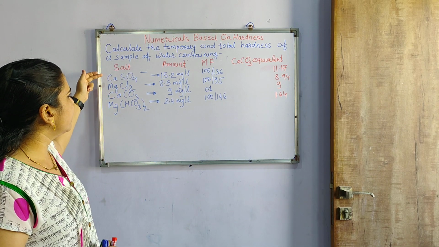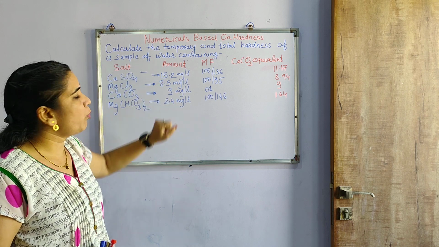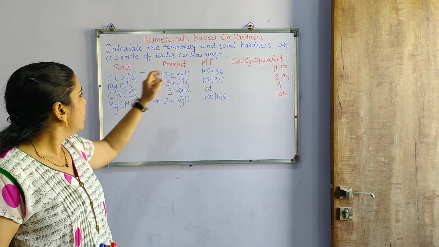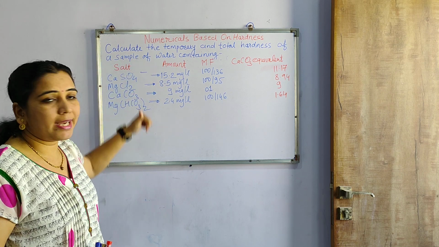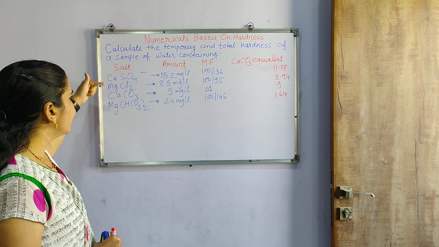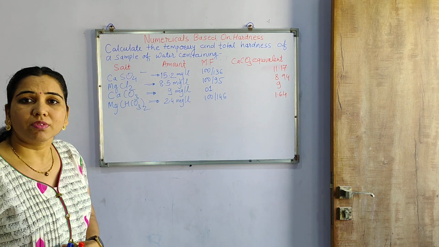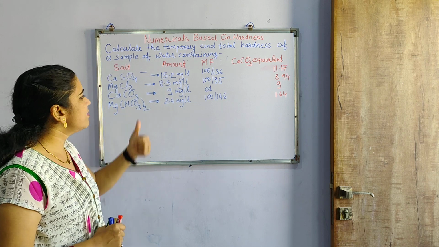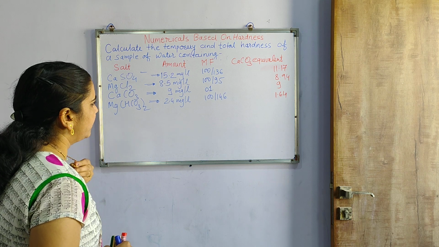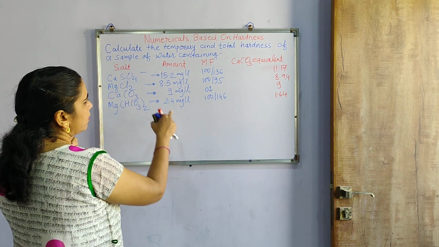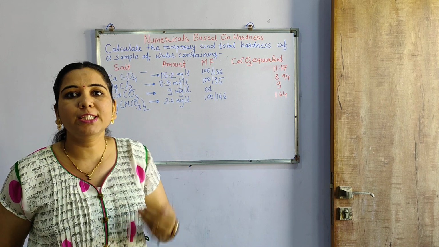Now here the salts given: CaSO4, calcium sulfate, its amount is 15.2 milligrams per liter. Then MgCl2, magnesium chloride, amount is 8.5 milligrams per liter. CaCO3, calcium carbonate, its amount is 9 milligrams per liter, and Mg(HCO3)2, its amount is 2.4 milligrams per liter. So in this way, students, we have all these salts present. Now we have to convert it into CaCO3 equivalent.